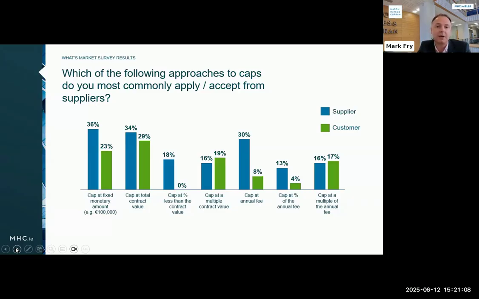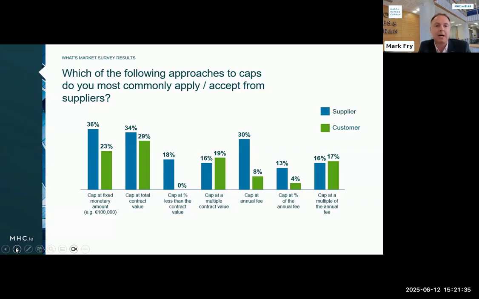34% of suppliers look to cap their liability at total contract value. Again, that's largely in line with recent years. In 2024, 36% indicated they took that approach, but it's still much higher than in earlier years. Back in 2021 and 2022, we had only about 26% of suppliers indicating they took that approach. But nearly half of suppliers indicated they would cap their liability at the equivalent of or multiples of annual fees. So 30% plus 16%, as you can see there from the data.